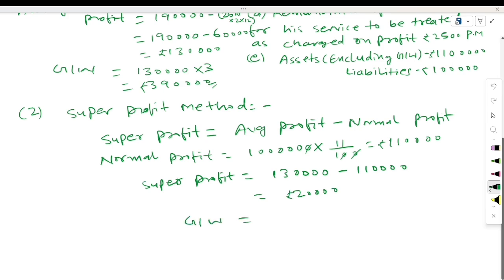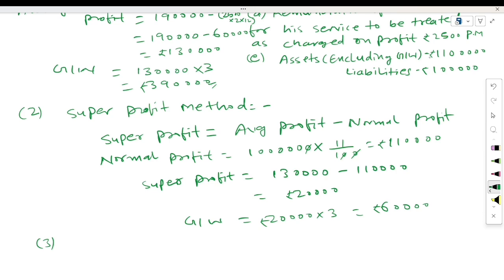What would be the formula? Super profit into number of year purchase. Here super profit is 20,000. For 3 years we are purchasing the goodwill. Then it would be 60,000 will be the value of goodwill through the super profit method. Now come to the capitalization method, third method. Under the capitalization method, there were two methods.